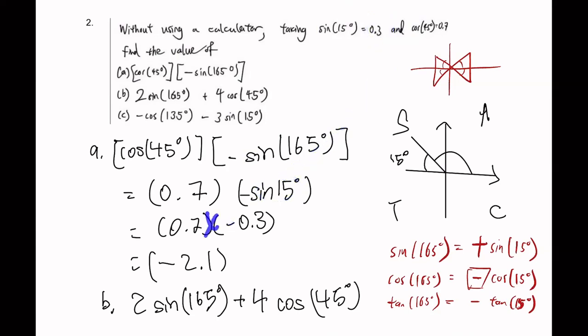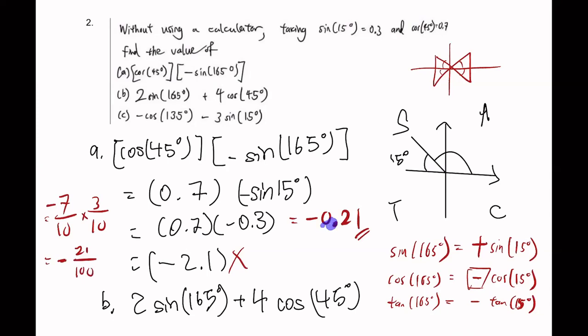But this is multiplication, so you end up multiplying positive with negative, you get negative. 0.7 times 0.3 is not 2.1. Is it? Wait. I thought it's 0.21. Yeah. Negative 0.21. Because you see, 7 over 10, then 3 over 10. 10 times 10 gives you 100, right? So 21 over 100. That's why 0.21. And I'm sure you know how to do that. Use a calculator if you need to.